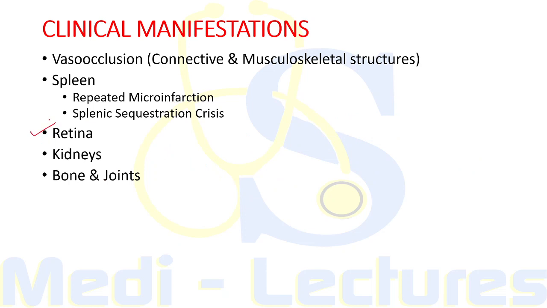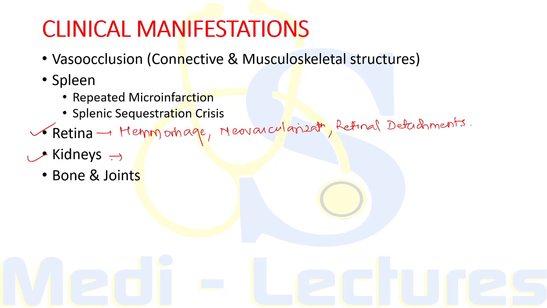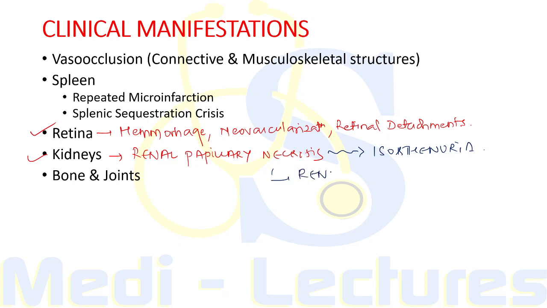Now occlusion of retinal vessels can produce hemorrhage, neovascularization, and retinal detachments. Now in kidneys, sickle cell disease can lead to renal papillary necrosis. So in urine analysis, the typical feature which will be found is isosthenuria, and more widespread renal necrosis can lead to renal failure.